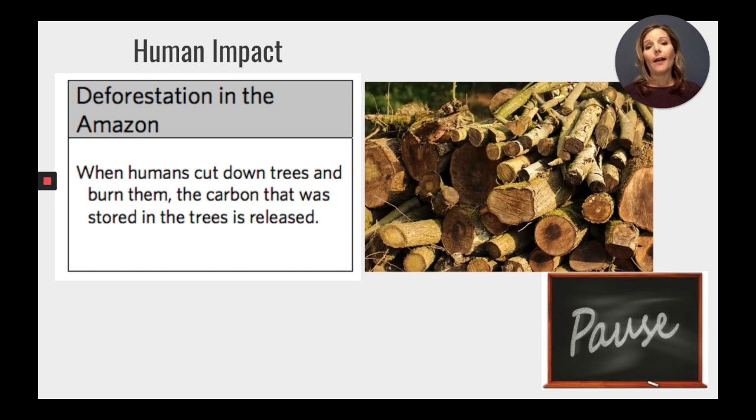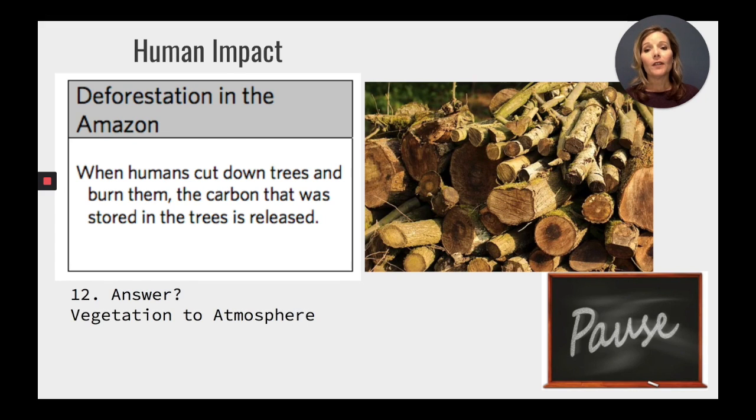So the human impact. Let's think about deforestation. This example has to do with the Amazon, but frankly, that happens around the world. When humans cut down trees and burn them, the carbon that was stored in the trees is released. So how does that impact the flux or movement of carbon? The way I would think about this, and my answer would be, I'm moving the carbon from vegetation to the atmosphere. So pause the video now, and I'd like you to consider the remaining 6 activities that humans can perform and how that would impact the environment and the carbon cycle.